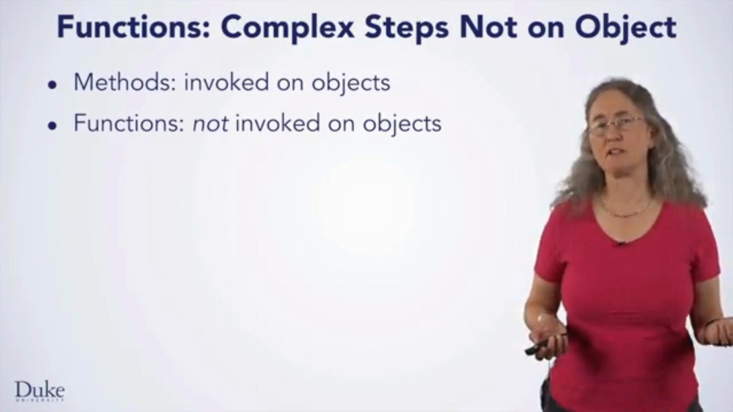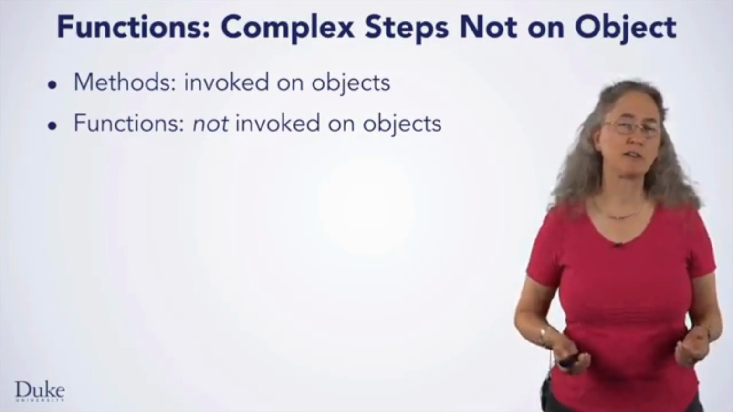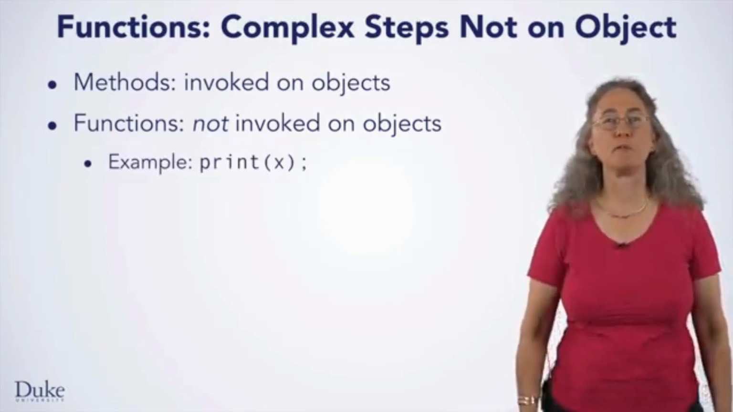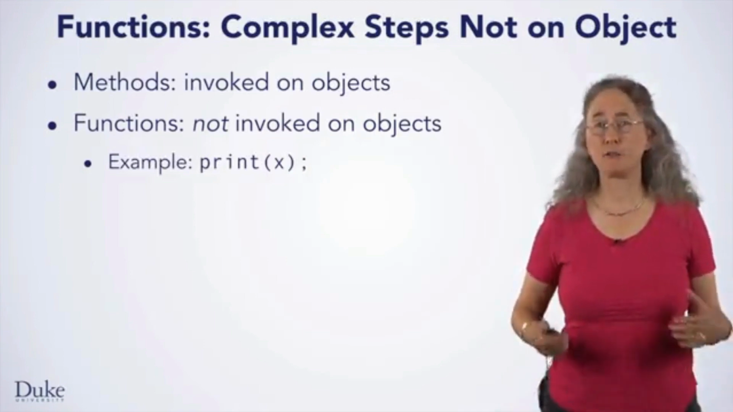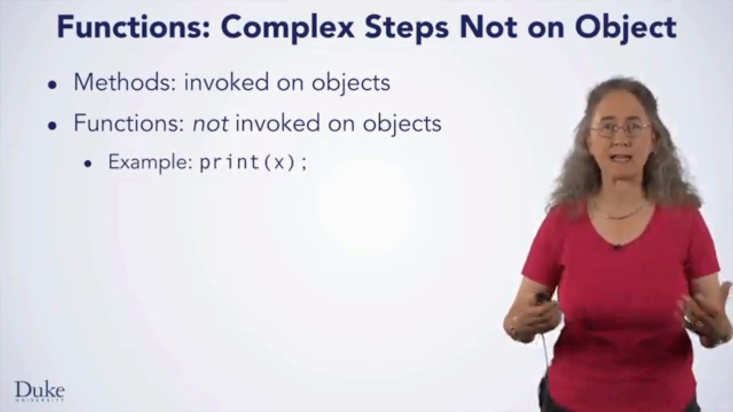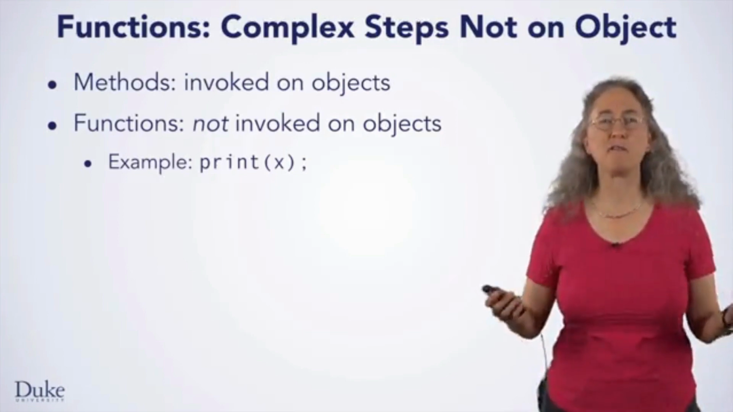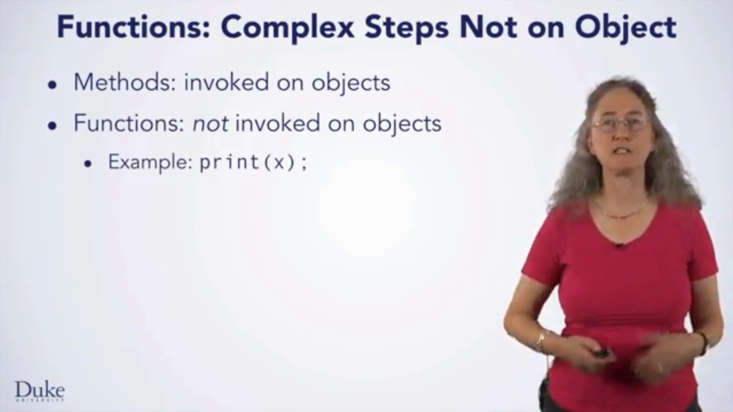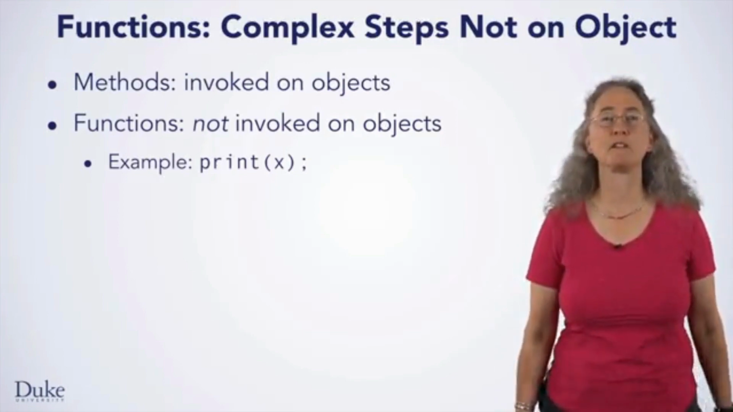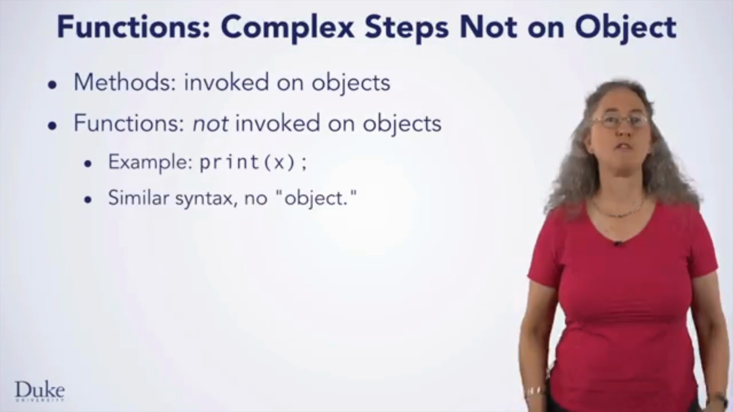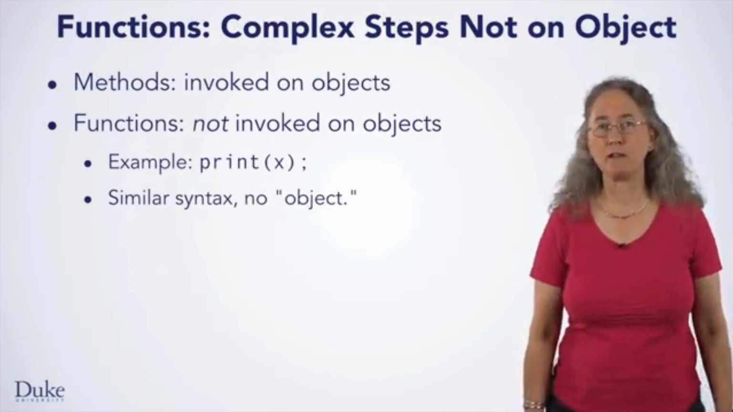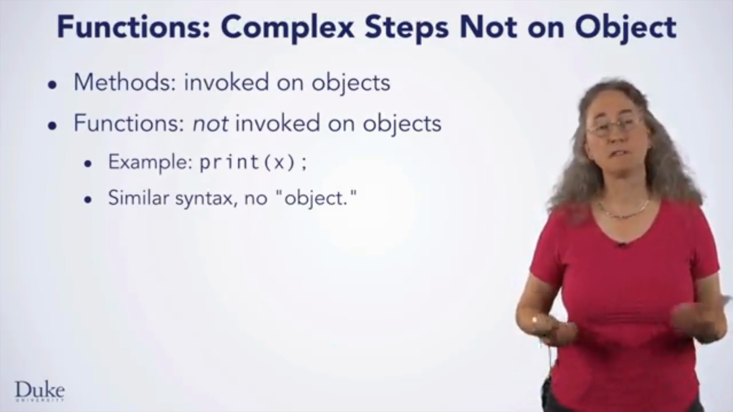There's a similar concept which does not work on an object called a function. For example, print(x) is a call to the print function passing in x. print(x) will print out whatever x is. This is a function as it does not belong to any particular object. Notice there is no object dot before the word print, but the syntax is otherwise the same.